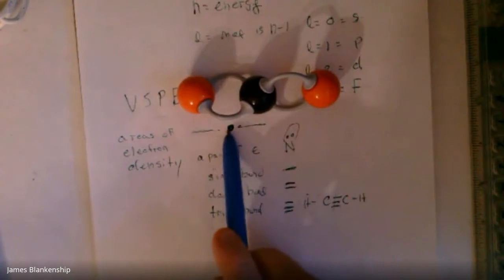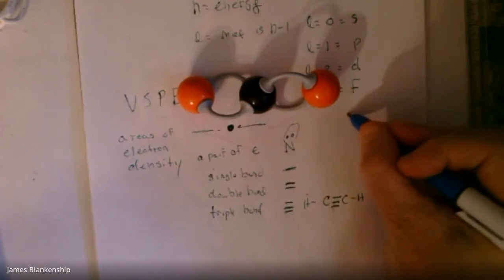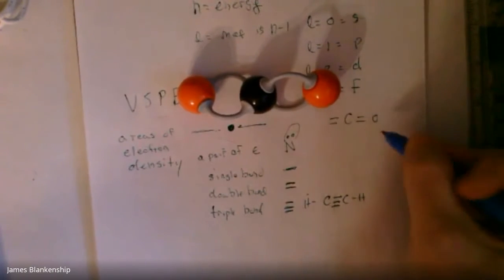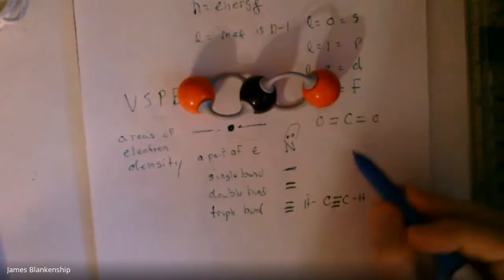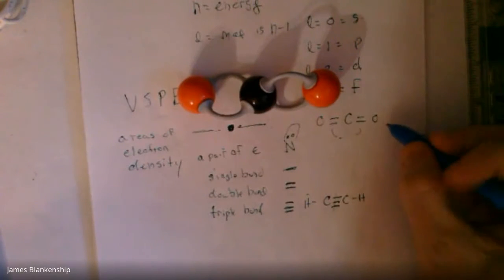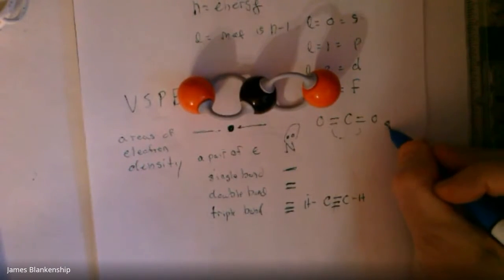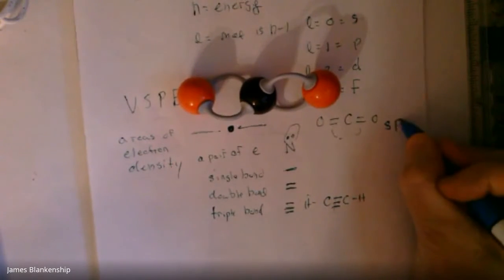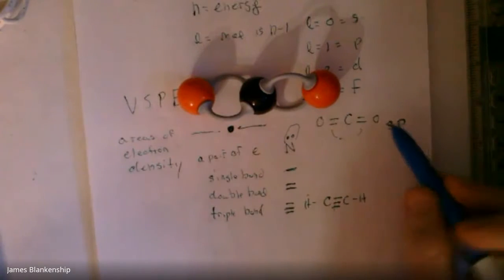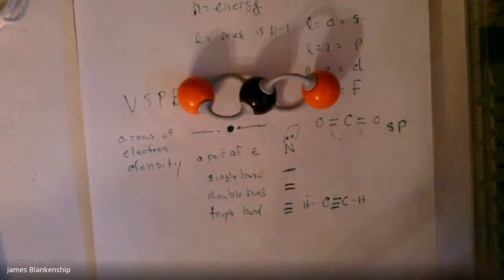Maximum distance apart. And if we were to draw CO2, we would draw it to look like this. Here's our carbon, double bonded to an oxygen, double bonded to an oxygen. Two areas of electron density. So we would say that this would be sp, when you start talking about hybridizations. There's two areas of electron density.